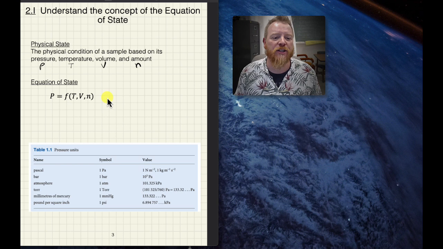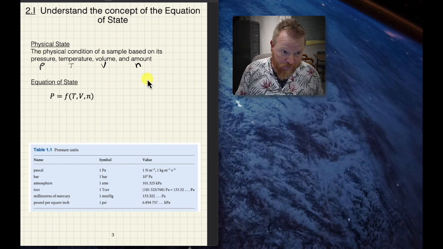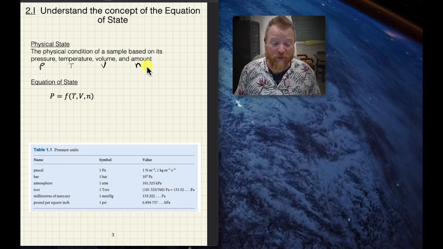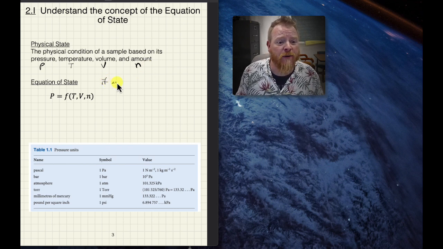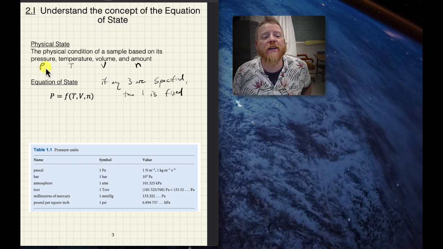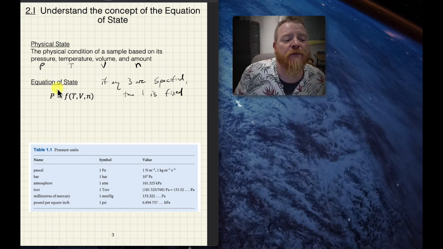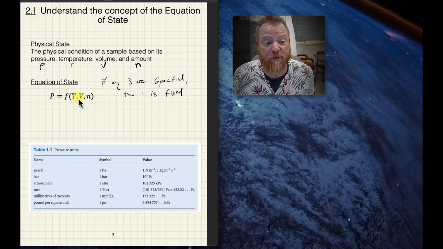So in an equation of state, we could take any one of these conditions, and if any three of them are specified, then one is fixed, right? So for example, if we wanted to specify our equation of state to be a function of temperature, volume, and amount, then our pressure has to be fixed based on that amount according to some function.